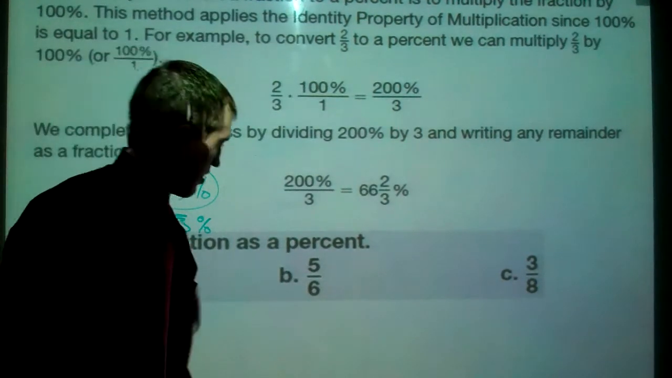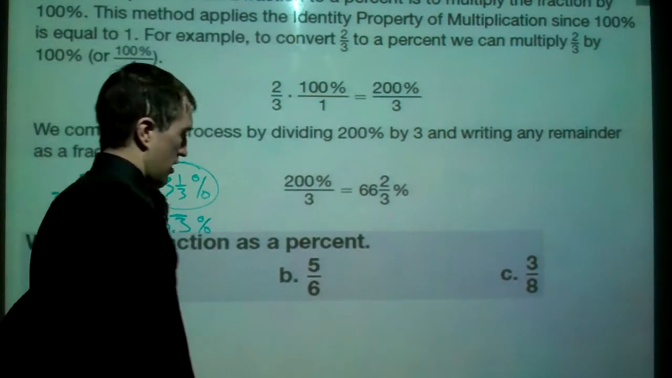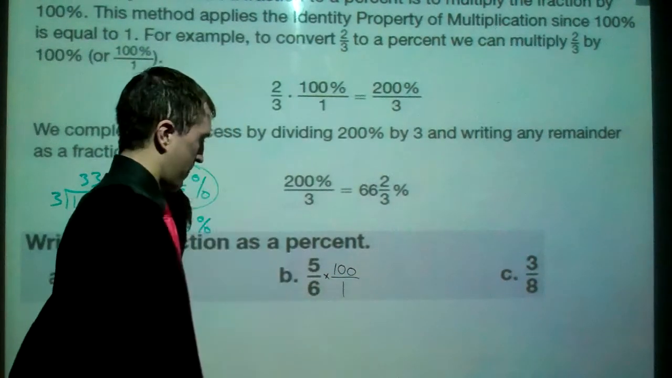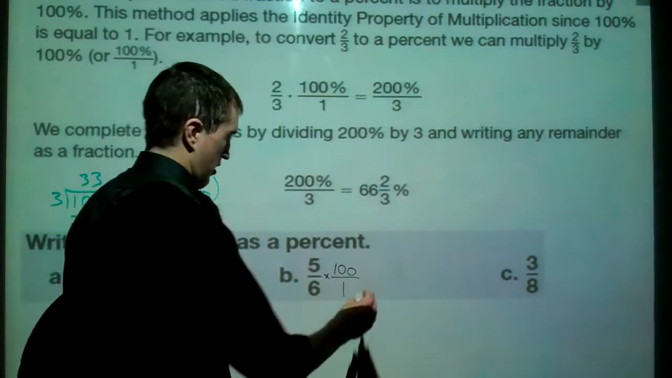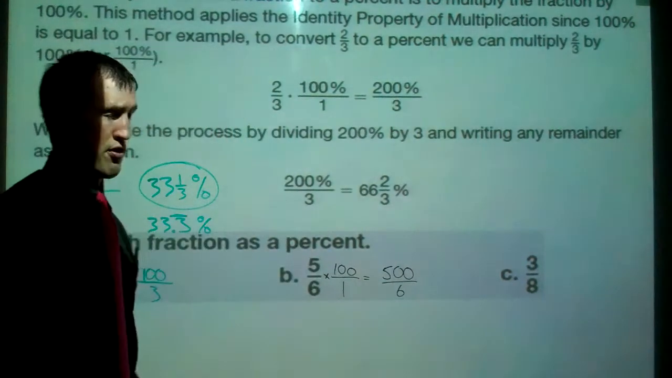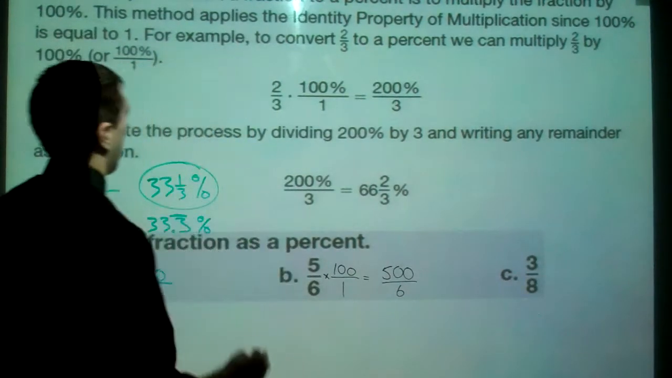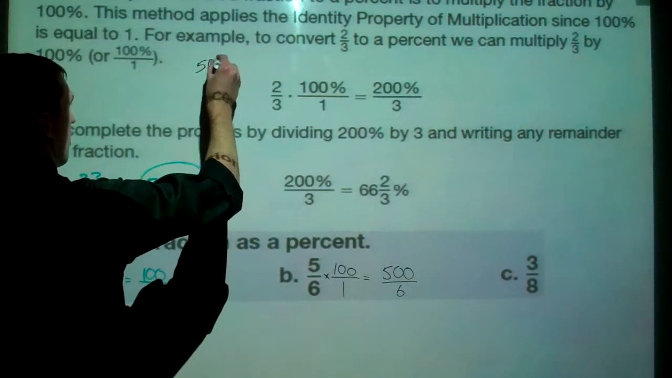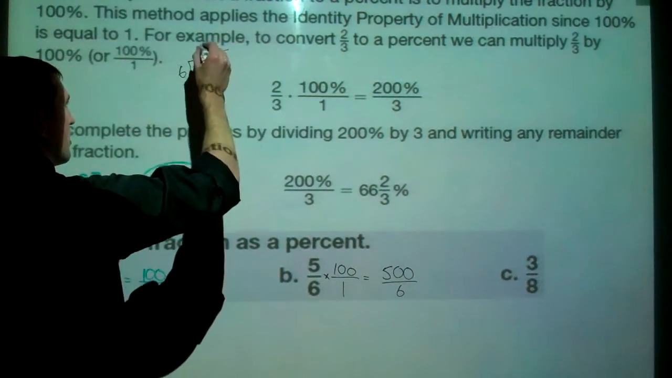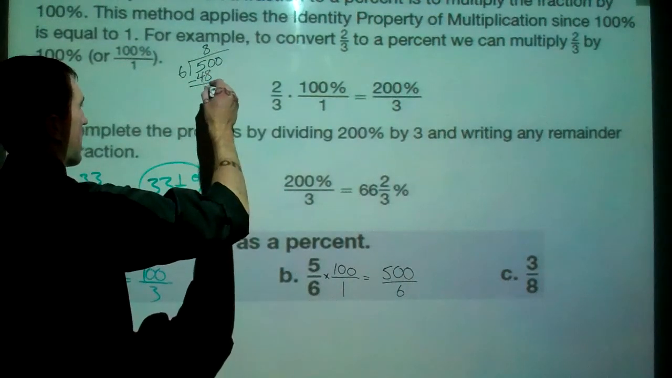Okay, we're doing alright. 5 out of 6. 6 does not go into 100 evenly, so we have to do our times 100 again. And we will get 500 over 6, or 500 divided by 6. And let's see, I'm going to go ahead and do that up here. 6 goes into 50 8 times. 8 times 6 is 48. Subtract here, we get 2.